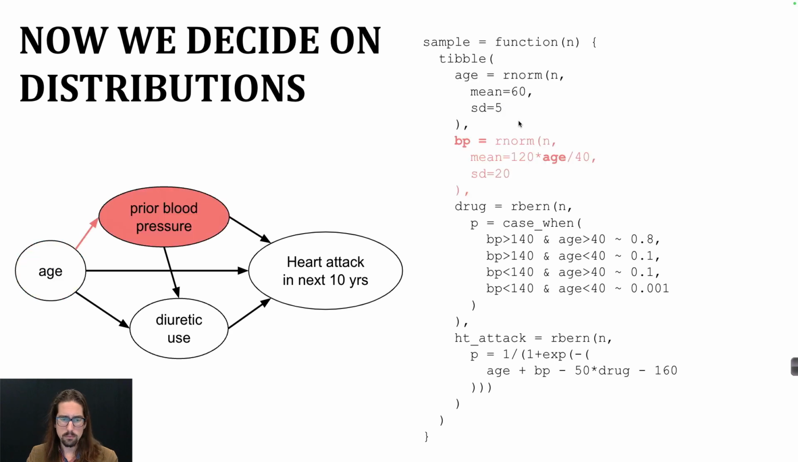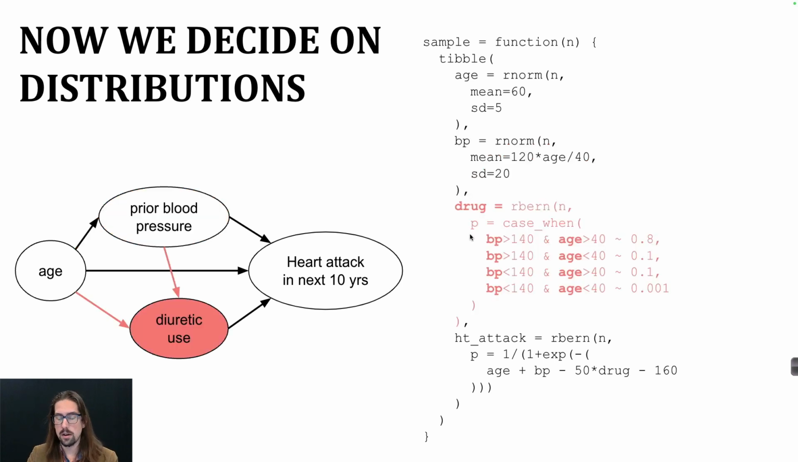And next, let's decide on how blood pressure gets assigned to people in this population. I've decided that it's going to be normally distributed, where the mean of the blood pressure depends on the age. That is reflecting the fact that this age arrow is going into blood pressure. The dependence could have been some other form. I could have said the standard deviation depends on age, and that would change what the joint distribution is. But the fact that this arrow is going in just means that age is going in here somewhere.